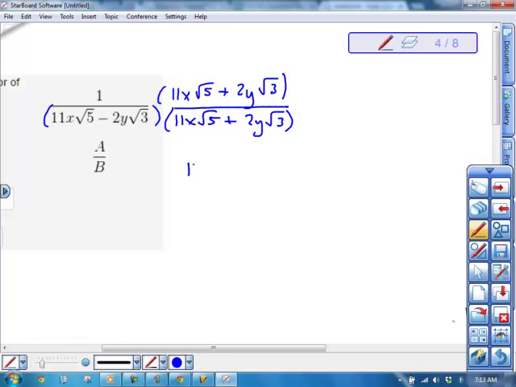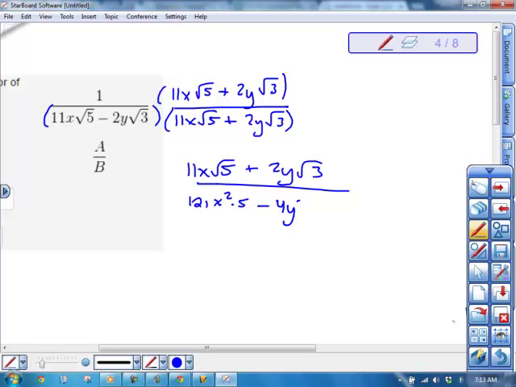Okay, so in the top you're going to have 11x square root of 5 plus 2y square root of 3, and then at the bottom you're going to have to FOIL this. So first times first, you'll have 11 times 11, and then you'll have x times x, which is x squared, square root of 5 times square root of 5, which is 5. And I'll simplify this in a second. The middle terms are going to cancel, so you never worry about the middle terms. So then it's just last times last, which gives you negative 4y squared times 3.